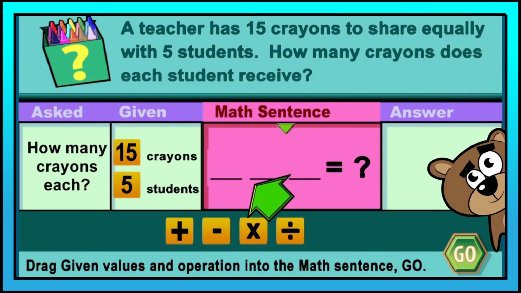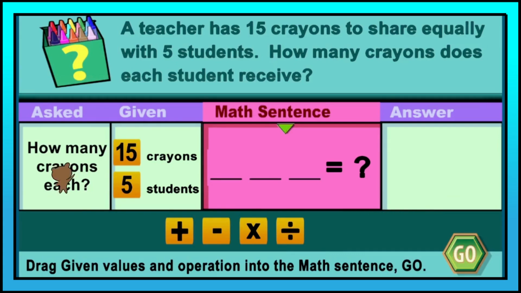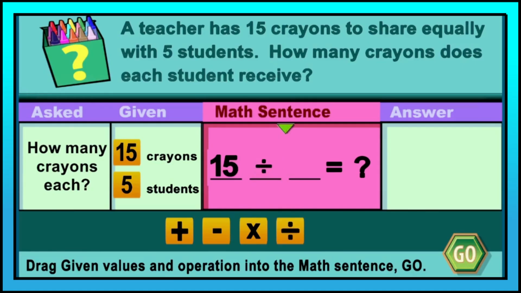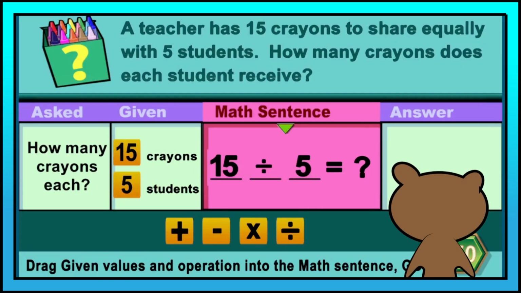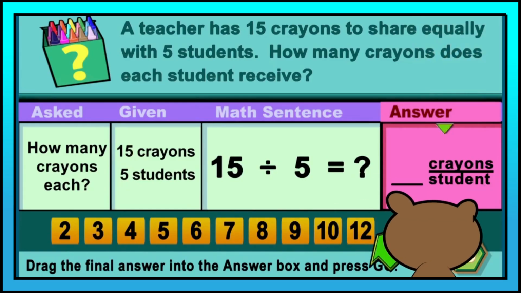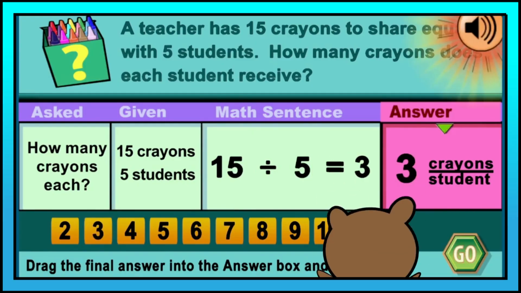Good. Fill in the math, the number sentence for this problem. Drag in the given values and the correct operation, then press go. First this one, then this one, and finally this one. Oh, I hope I did this right. Right on. Move in the final answer from the choices, then press go. What about this? Excellent.